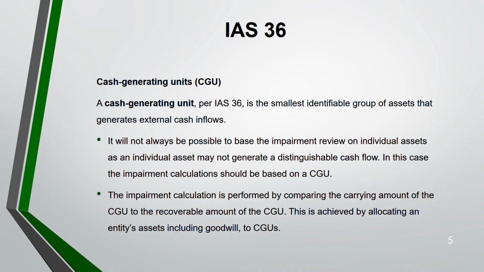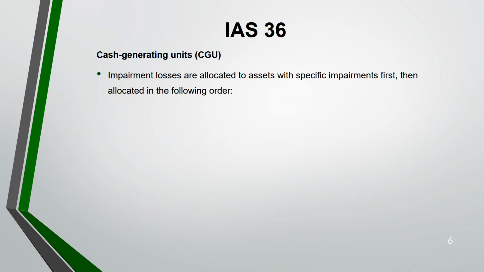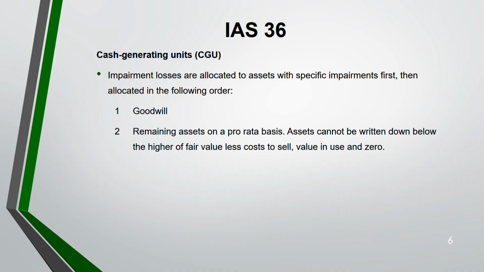This is achieved by allocating the entity's assets including goodwill to CGUs. Now, impairment losses are allocated to assets with the specific impairment first. Whichever specific asset has been impaired, first you will allocate the impairment loss against that. Then you will allocate in the following order. First against goodwill, second against other assets on a pro rata basis. Remember, assets can never be written down below the higher of fair value less cost to sell, value in use and zero. You cannot write down more than this.